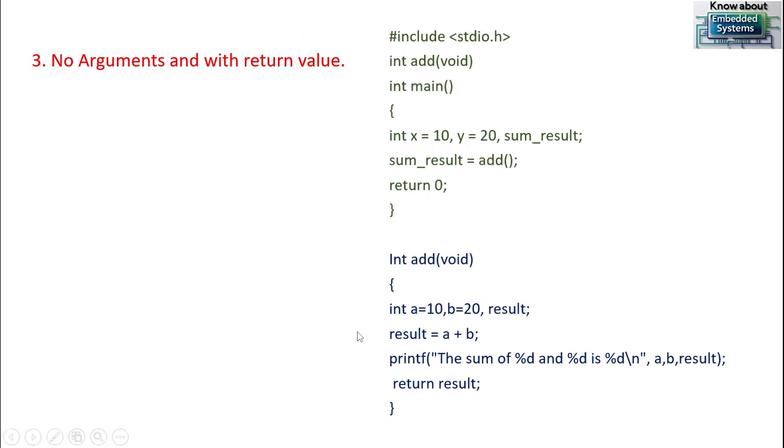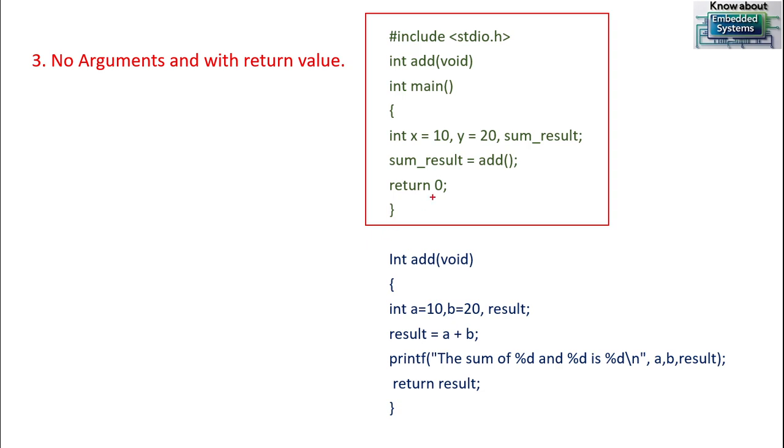And the third type, if you observe, is no arguments but with return type. No arguments with return type. This is my third type of function. Same example I'm considering here. I'll not pass any parameter. So try to observe here. This is my function call, and observe that I'm not passing any parameter there. I'm just calling a function called add.